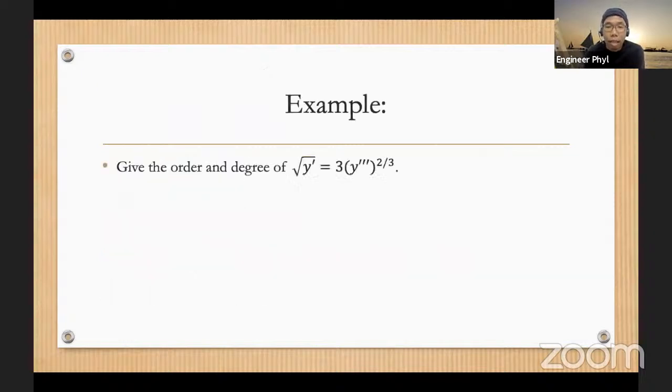Okay, another example. Give the order and degree of: the square root of y prime equals 3 times y triple prime raised to 2/3. As you can see, there are fractional exponents in this given differential equation. So let me share my whiteboard so I can show you how to free this DE from fractional exponents.